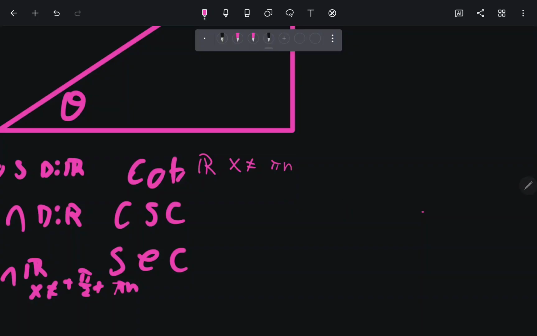So cosecant also has a domain of all real numbers, although x cannot be equal to, whenever sine is equal to 0, sine is equal to 0 at every pi. So this one, again, is pi n. Secant, on the other hand, is x cannot be equal to the same rule as tangent, which is going to be pi over 2 plus pi n.